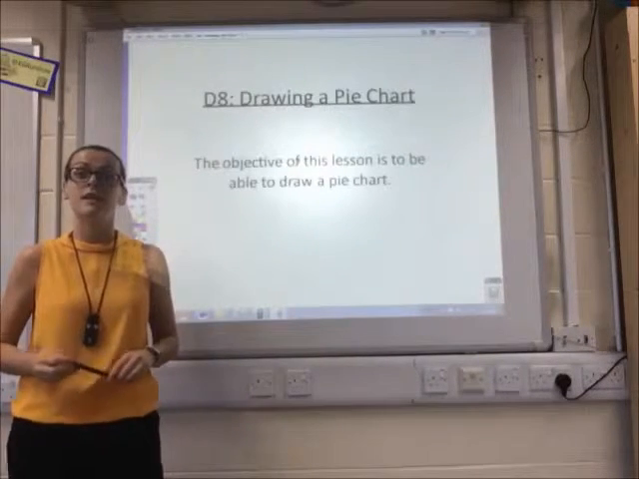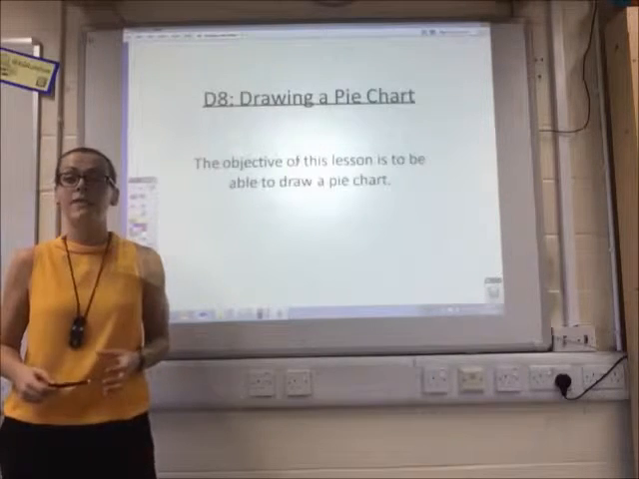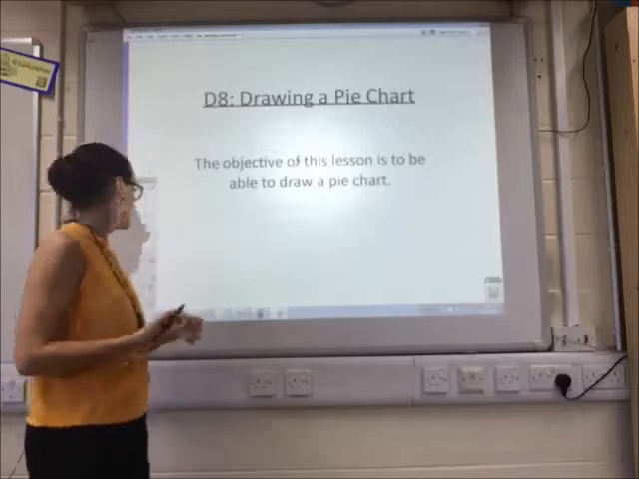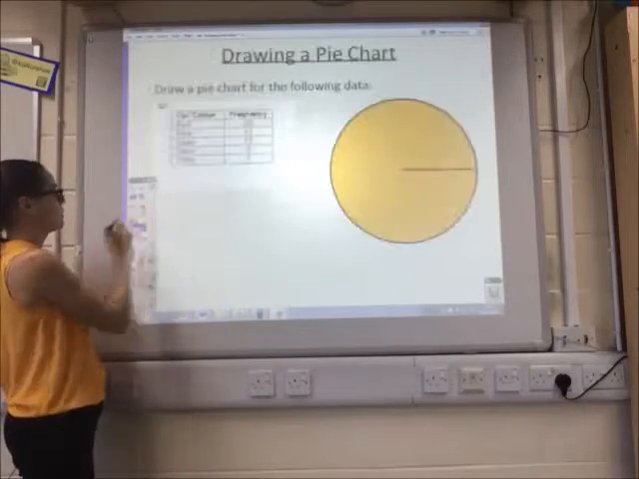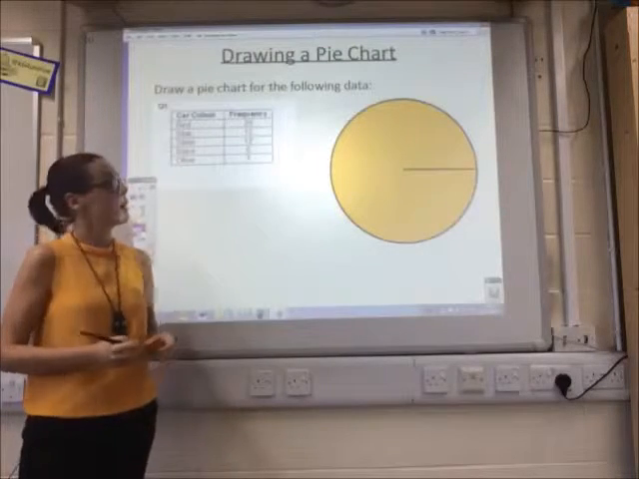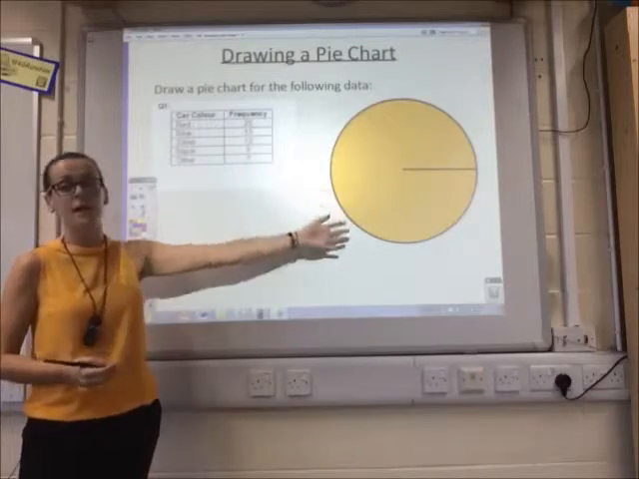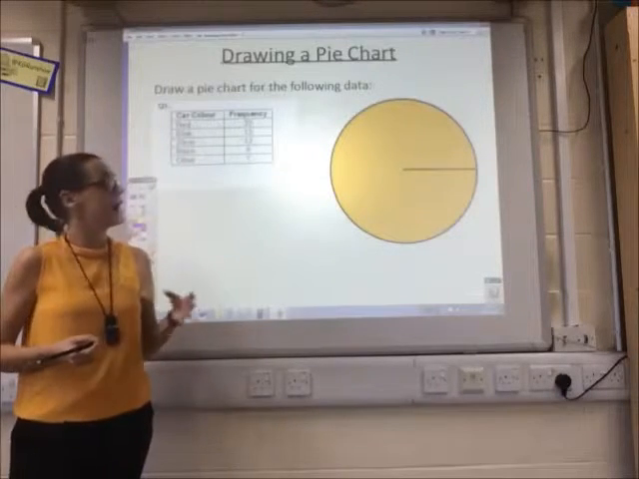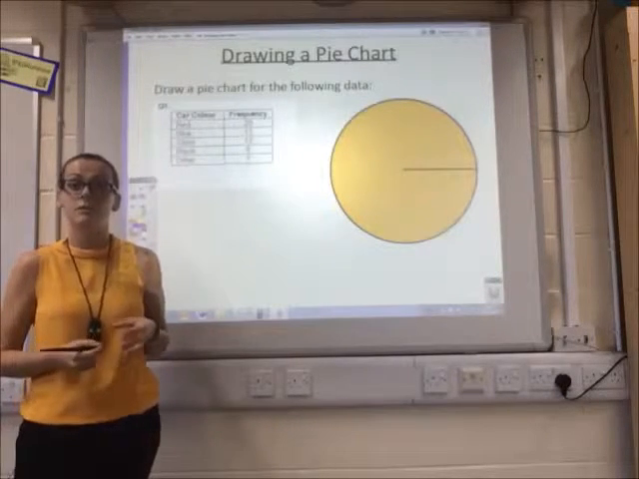Go with your card D8, and it's all about getting that pie chart accurately, how we work out the angles and how we actually go about drawing it. So the first example that we're going to have a look at is this one here. It's all about people's colours of cars, and we've got to represent the information in this table as a pie chart. So the first thing that we need to know is how many people this pie chart needs to represent.